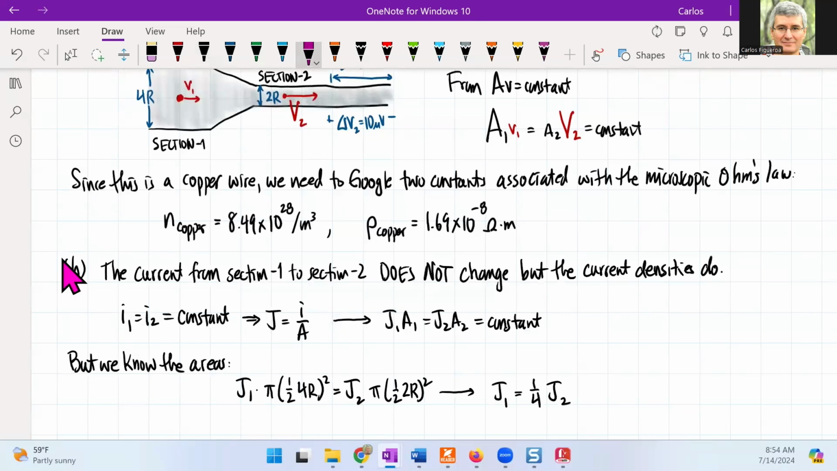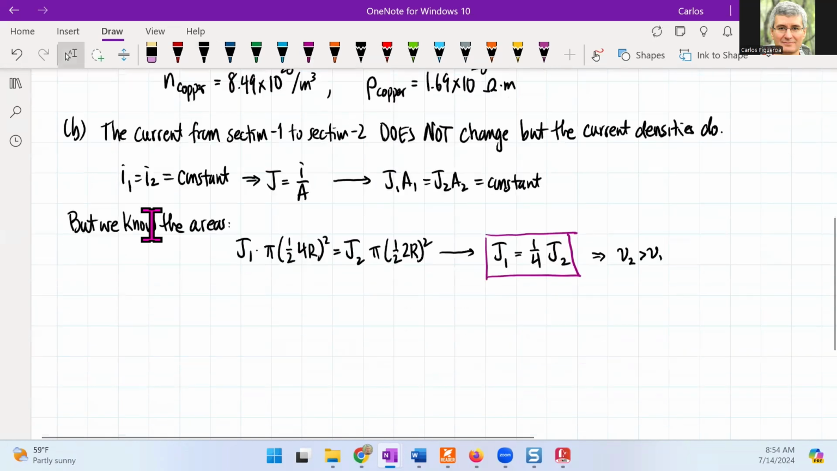Now note that this makes physical sense. The reason why that makes physical sense here is that that also tells us that the drift velocity in 2 must be greater than the drift velocity in 1. That's what that current density is telling us. So far that looks good.